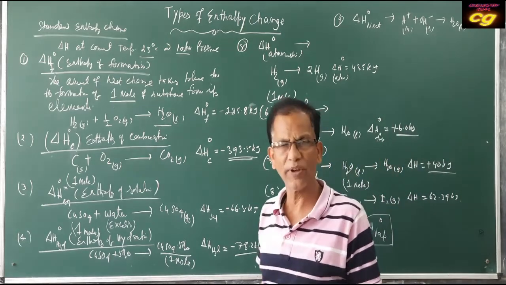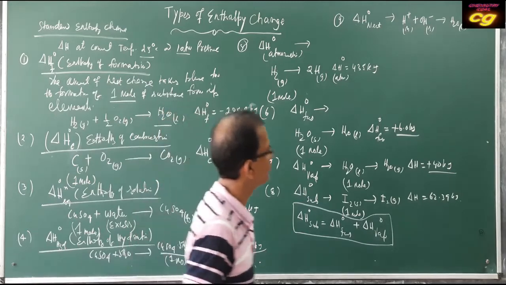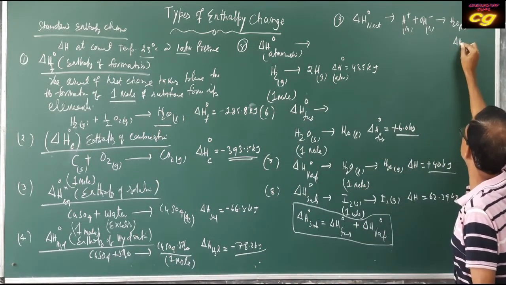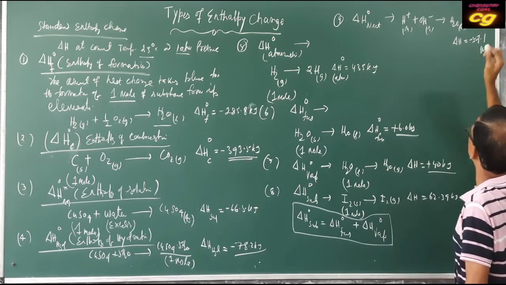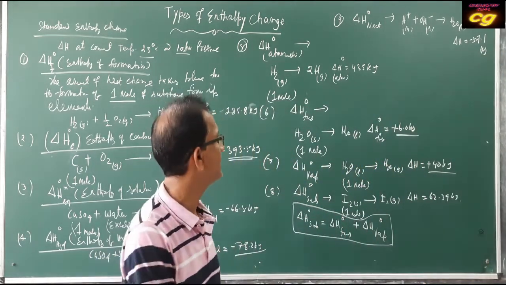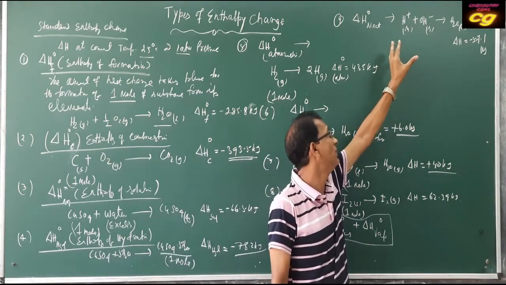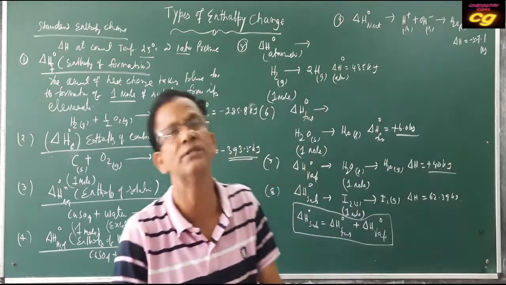When 1 mole of H+ combines with 1 mole of OH- forming 1 mole of water, that much heat is produced. Here delta H is equal to minus 57.1 kJ. This is called enthalpy of neutralization. You can say enthalpy of neutralization is the amount of heat produced by the reaction of 1 gram equivalent of acid with its base.